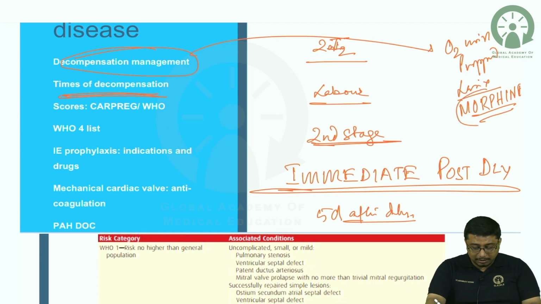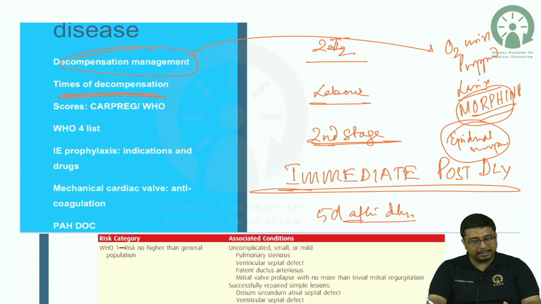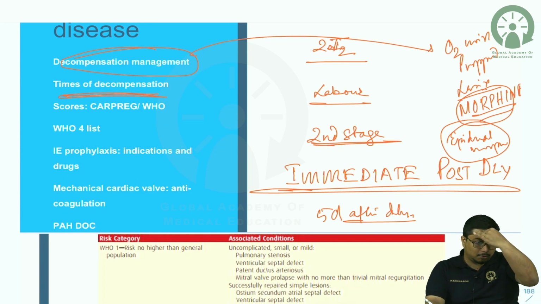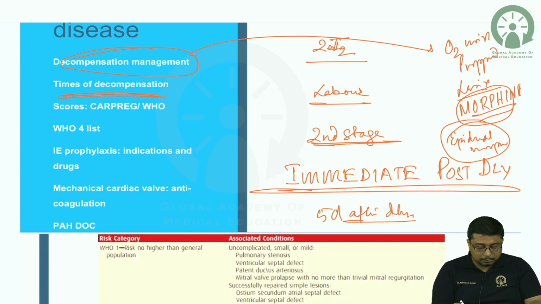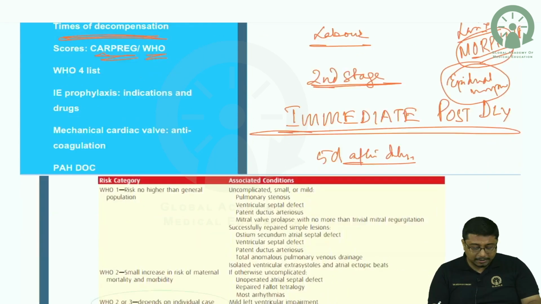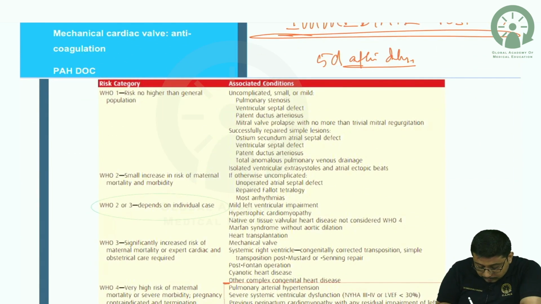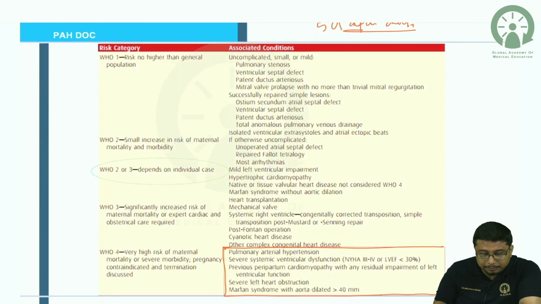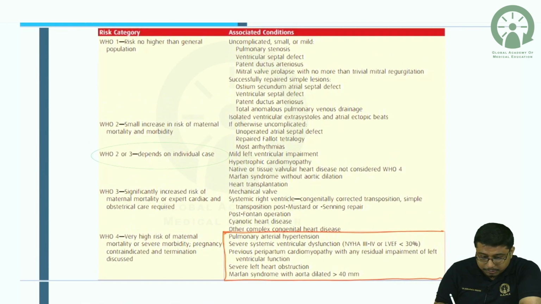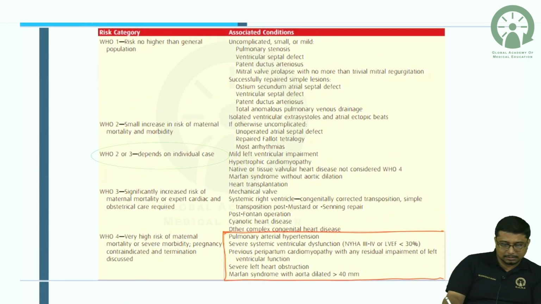And prevention, we give epidural morphine. This is prevention. All cardiac disease ladies should get epidural morphine. So these are certain things, CARPREG and WHO. These are the scorings basically to understand the risk. This chart is available everywhere. You can take a screenshot. This is the WHO category chart. I will just give way for you to take screenshots.